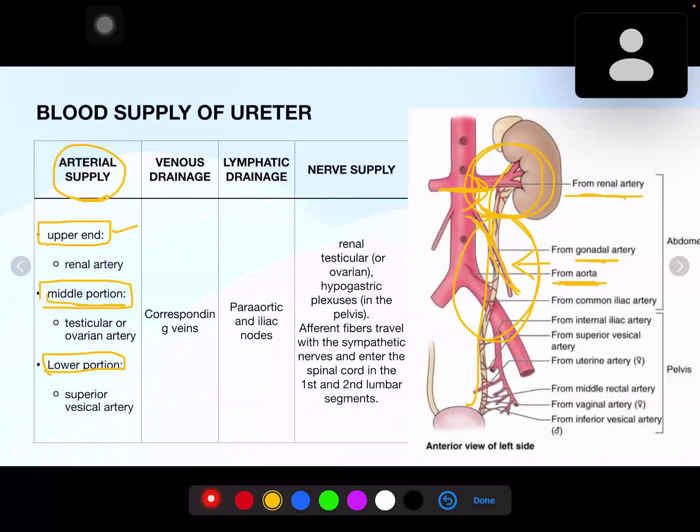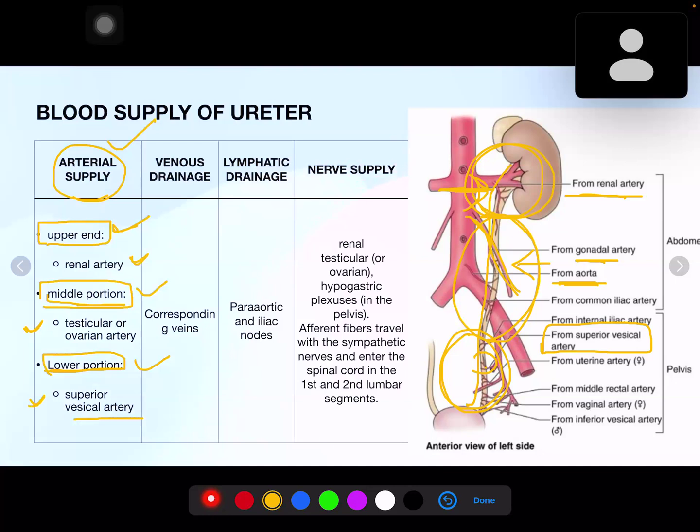The lower portion is supplied by the superior vesical artery, which gives branches to the ureter. See, this is the superior vesical artery, giving branches to the lower portion. So the arterial supply varies according to the area: upper end, middle portion, lower portion. Just remember, at the upper end the kidney is near, so the renal artery. In the middle portion, the genital organs are near at the pelvic brim, so the testicular or ovarian artery.